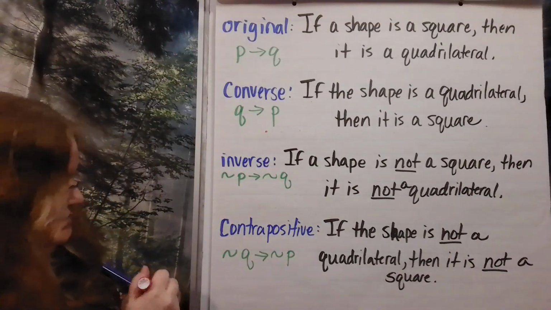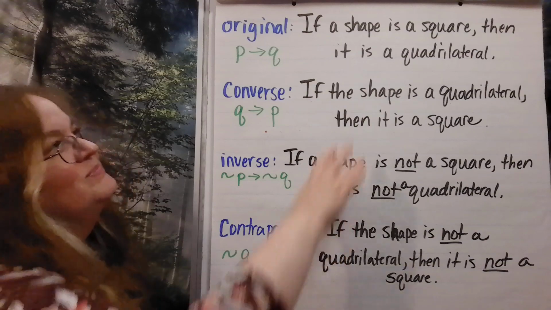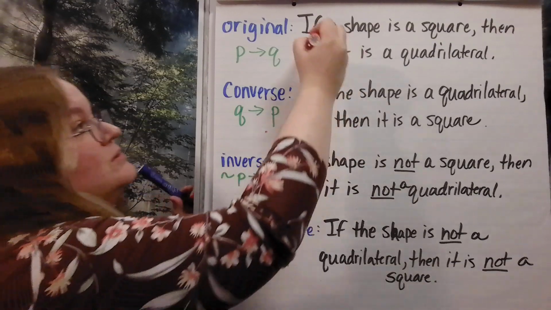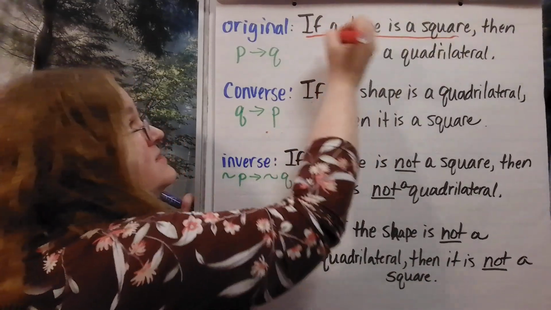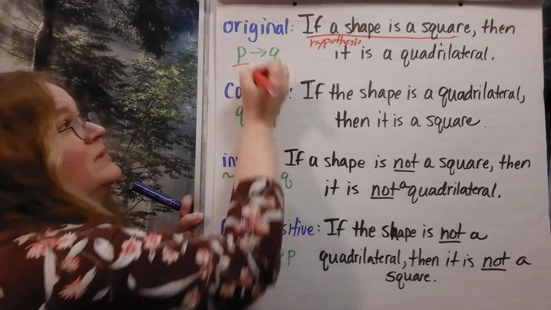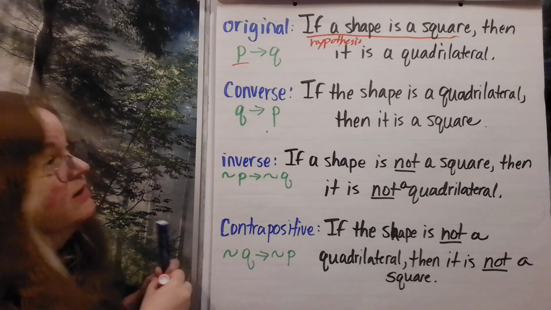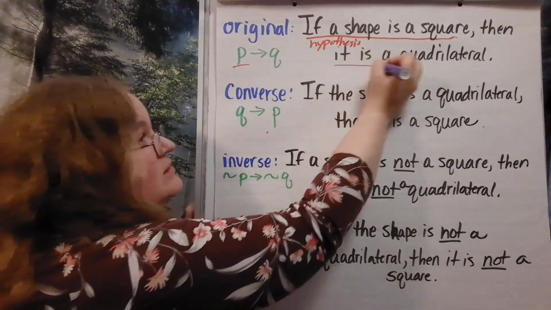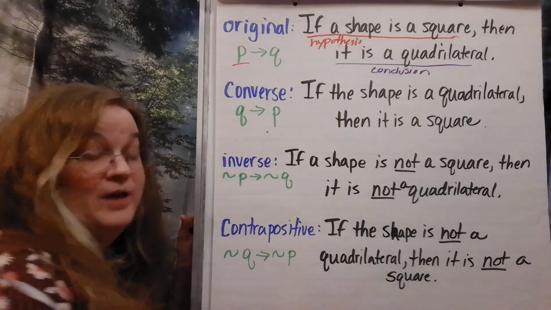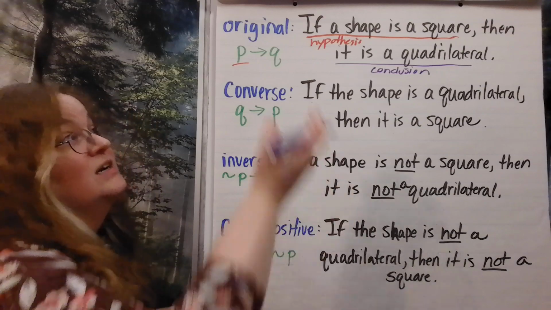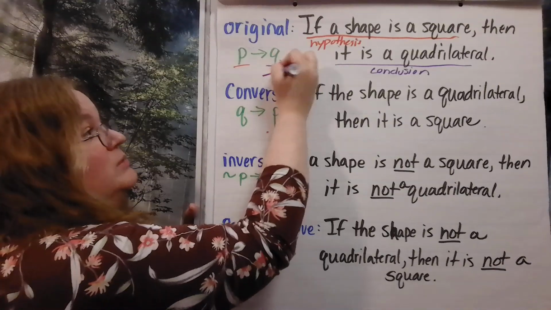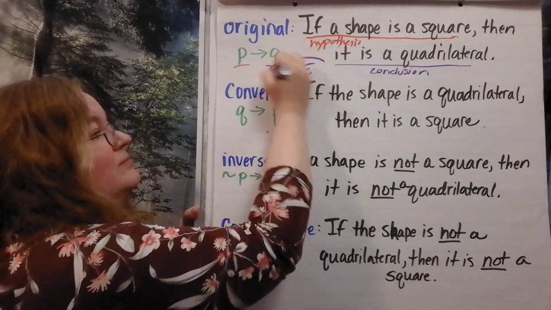All right. So here's a math example. If a shape is a square, then it is a quadrilateral. So again, my hypothesis, my P statement, is if a shape is a square. My conclusion is that it's a quadrilateral, because the definition of a quadrilateral is it has 4 sides. A square has 4 sides, so therefore it is a quadrilateral. We would call that one true.